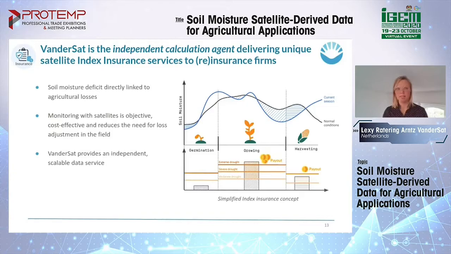So Wondersat really provides this independent, scalable data service to clients, by which they build index insurance products, which look a bit like the concept presented on the right. So you've got different phases across the growing season, and for each phase, there are certain triggers associated with accumulated soil moisture deficit, and a payout is triggered if the drought is, in this case, very extreme or severe, and then the farmer receives compensation for the losses.